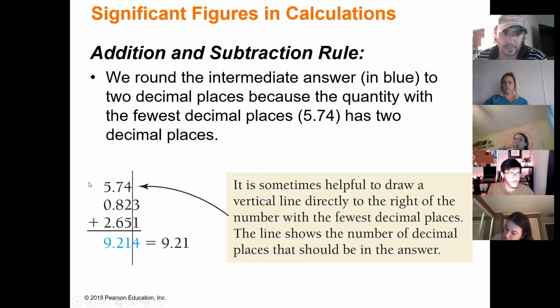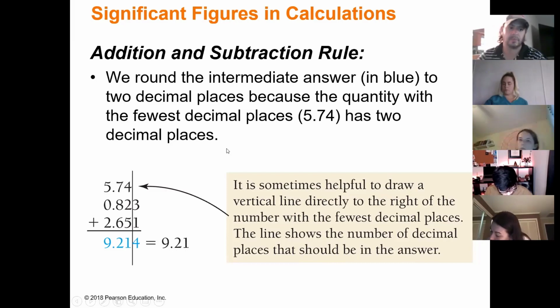So remember when you guys used to add and subtract and you'd line it up like this as a little kid and you'd put the decimals on top of each other? Well, you may want to do that when going through this because then you can visualize where you're going to cut the number off. So this first one has 2 decimal places. This has 3 and this has 3. We're going to cut it off right after the second decimal place, because this guy only has 2. So when we add these together, we get 9.214, but we're going to cut the 4 off and just honor 2 decimal places, 9.21. It doesn't have anything to do with significant figures.